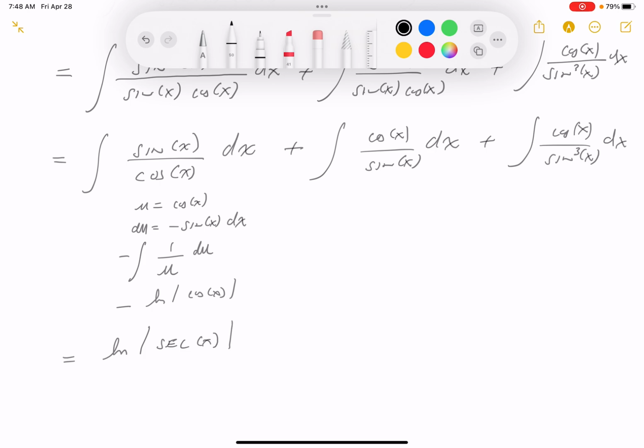So let me get my eraser out, because I'm kind of done with this one. That wasn't so bad. I'm going to do the next one now. The next one, very similar.